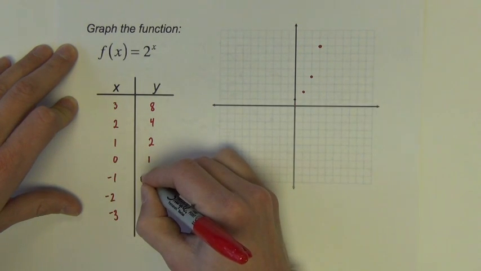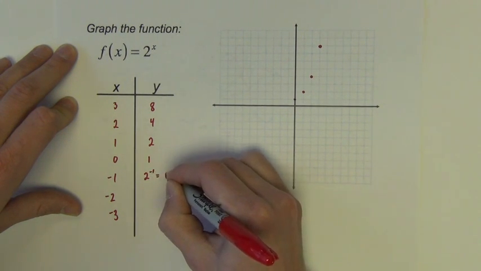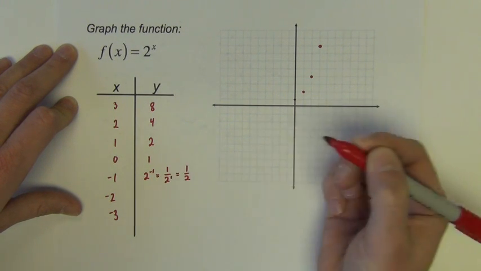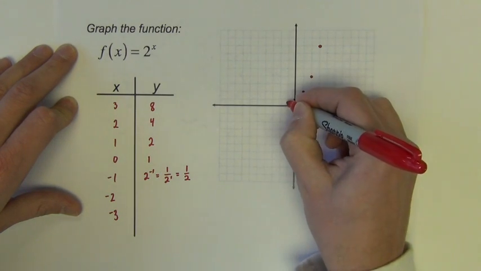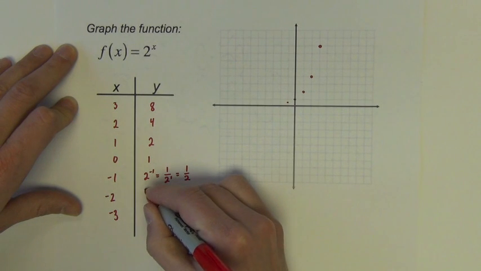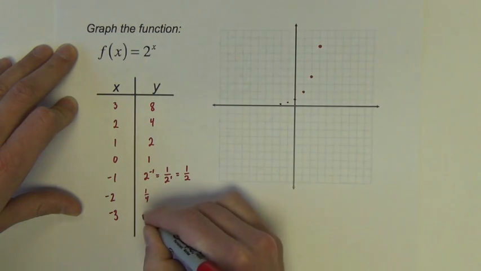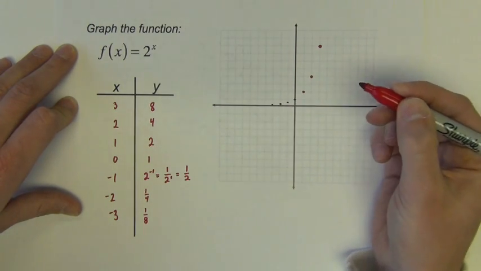I put -1 in for x. Let me actually show the work here. If I have 2 raised to the -1, that's the same as 1 over 2 to the positive 1, or 1/2. Put -1 in, you get 1/2. If I put -2, then a similar thing happens. We'd get 1/4. If I put -3 in, we get 1/8, and this is just getting smaller and smaller and smaller.